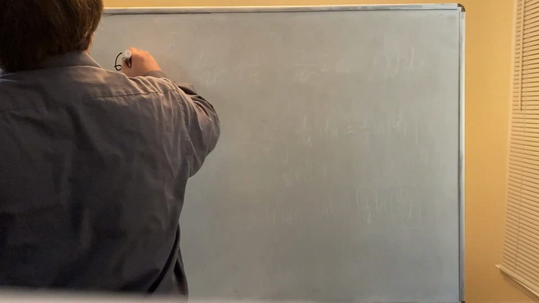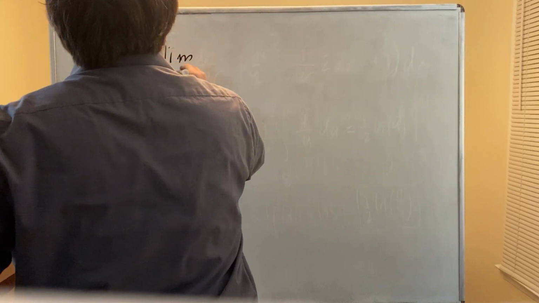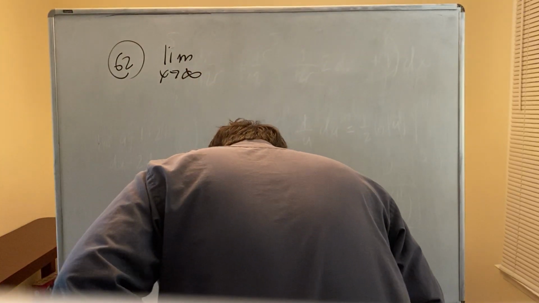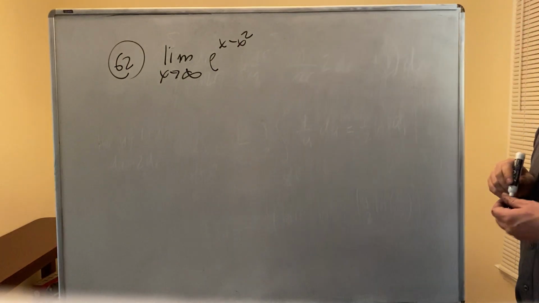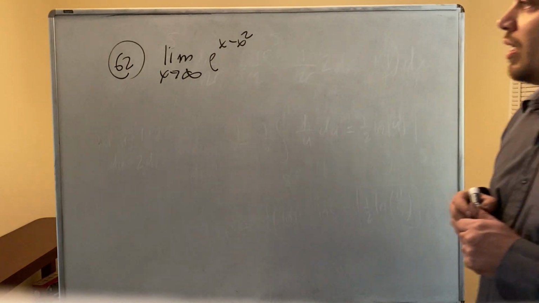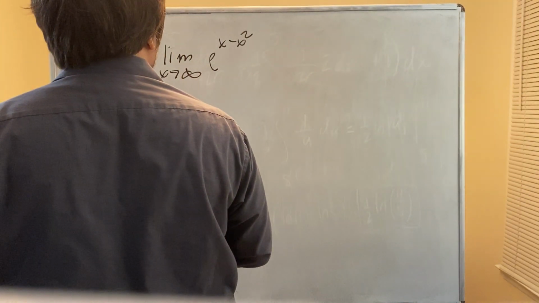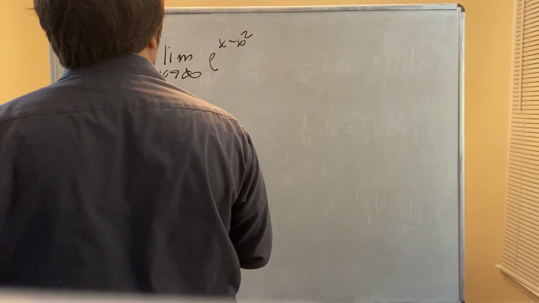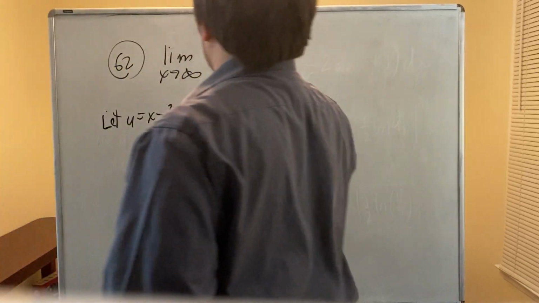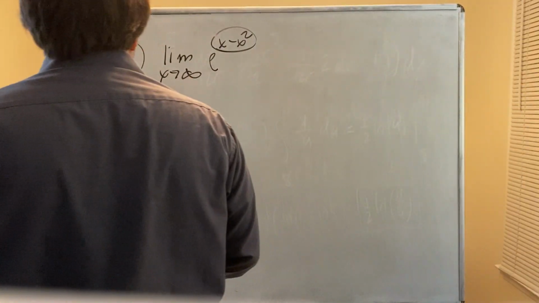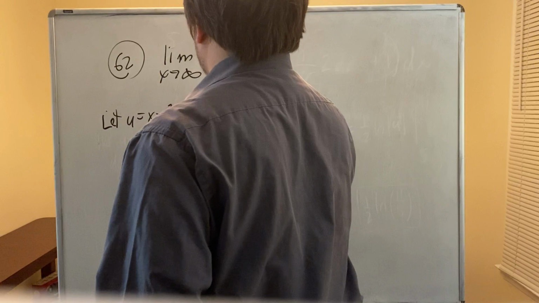Okay, let's do 62. 62 is, again, evaluate the limit. And we have the limit as x approaches infinity of e to the x minus x squared. And so let u equal x minus x squared, this exponent here. Well, x minus x squared is also the same as x times 1 minus x.